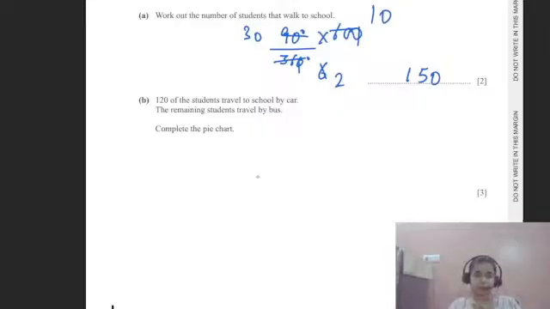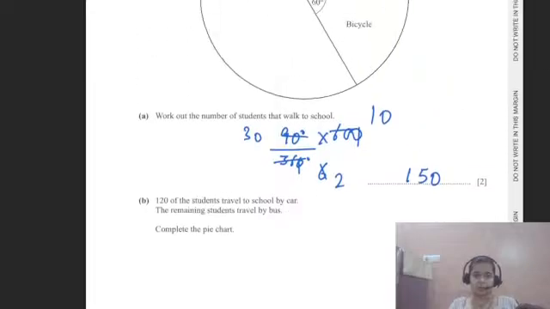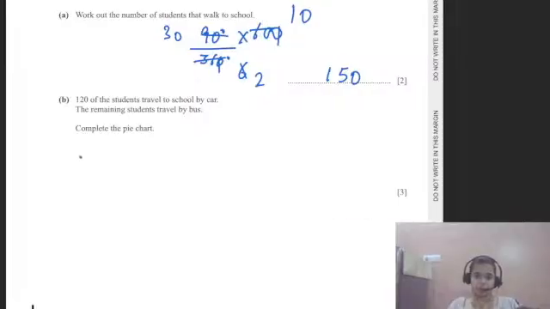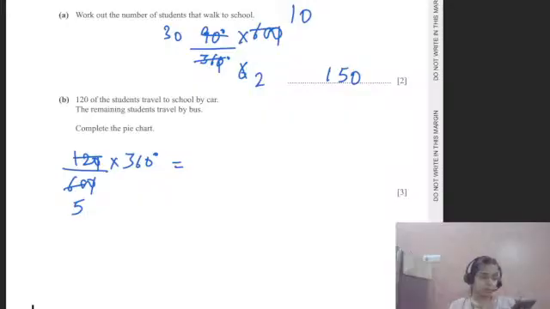Next is 120 of the students travel to school by car, the remaining students travel by bus. You have to complete the pie chart. So bicycle, walk is there. 120 students travel to school by car. So 120 out of 600 times 360 degrees gives us the angle for that. So I can cancel, 12 5s are 60. So it's always good to cancel the numbers with the big tables, right?